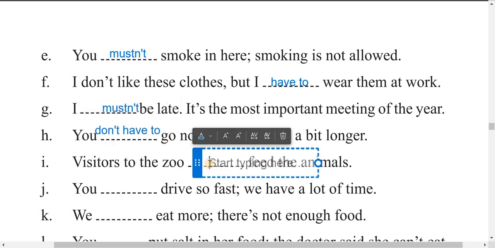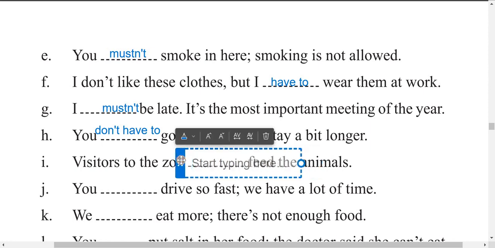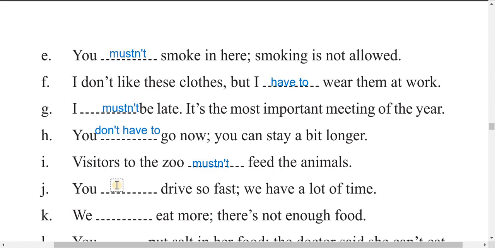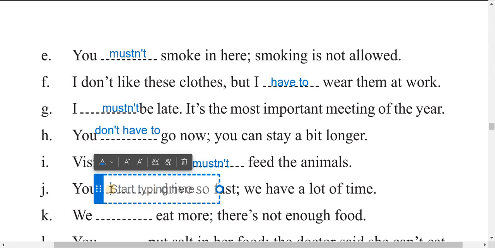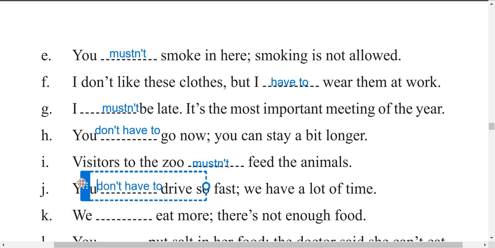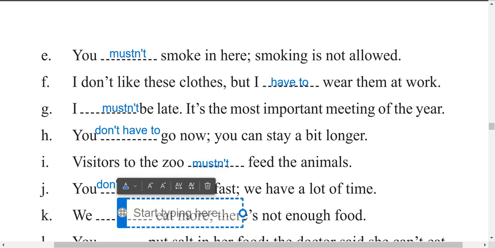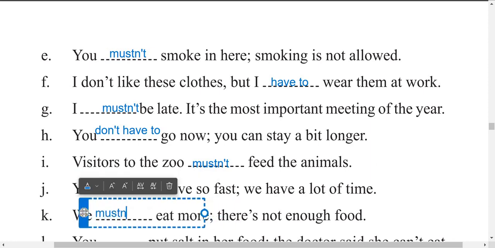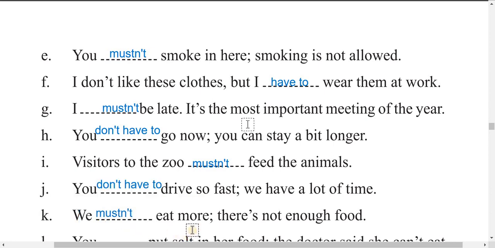Visitors to the zoo mustn't feed the animals. Visitors to the zoo must not feed the animals. Next one, you drive so fast, we have a lot of time. You don't have to drive so fast, we have a lot of time. Now, we must not eat more. We mustn't eat more.